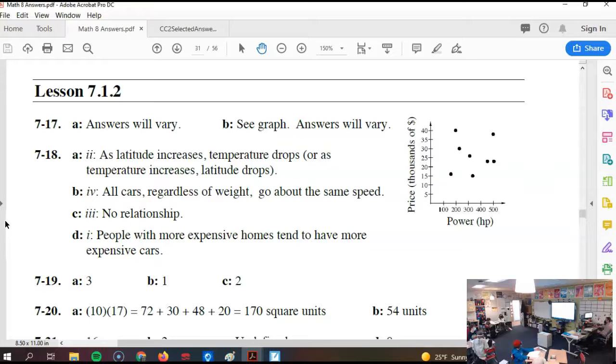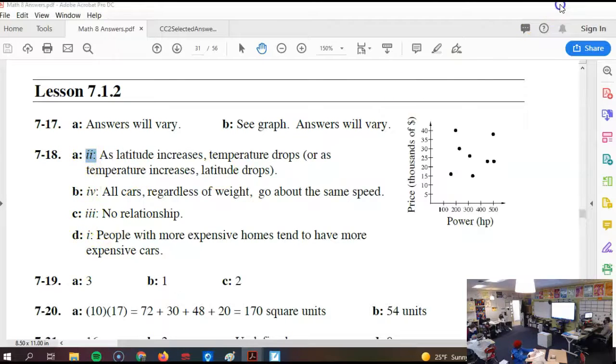This is 17. Wait, what? We're now looking at 712, last night's homework. I'm on 712. Okay. So I thought you would just say which one of these goes with which graph. That is what we're doing. So why is the order no relation? The order of this doesn't matter.